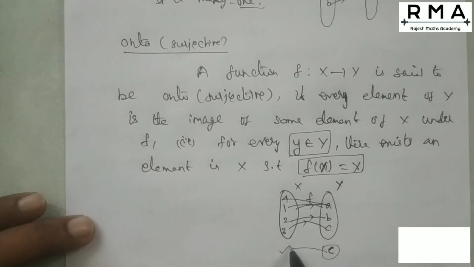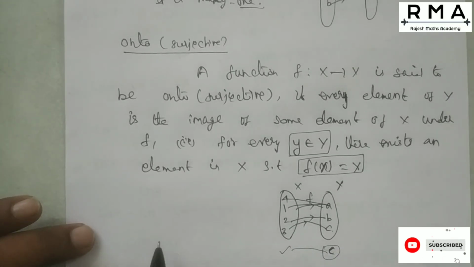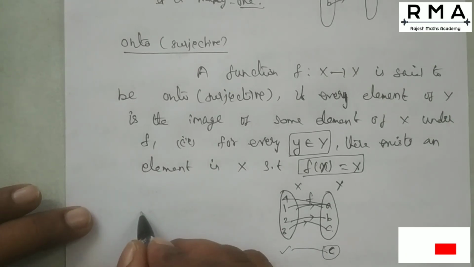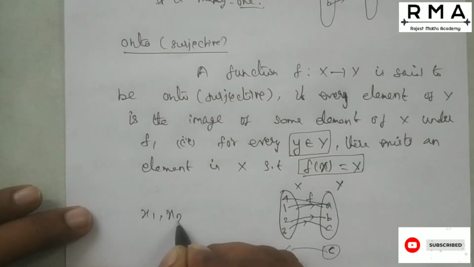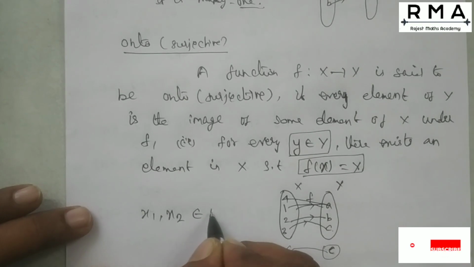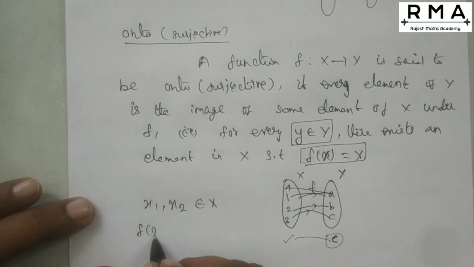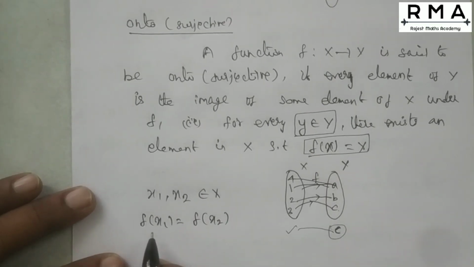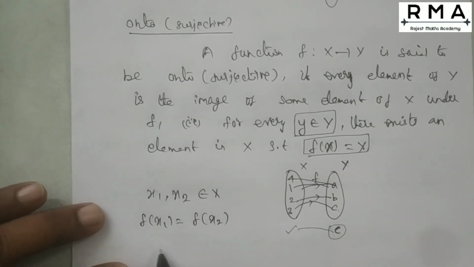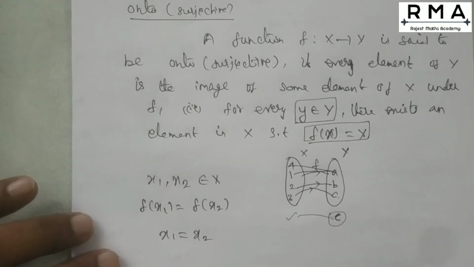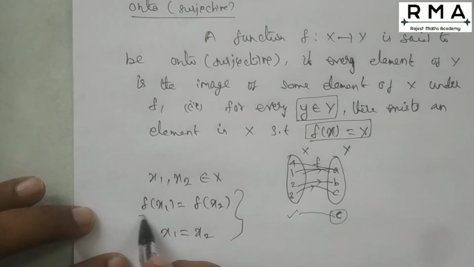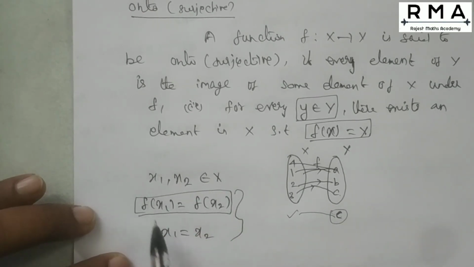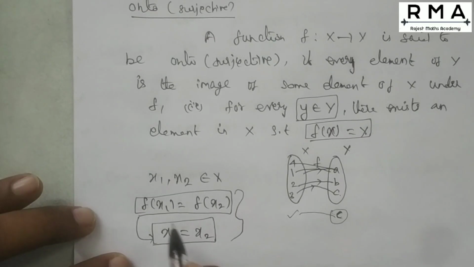I need to show that here. Similarly, if I want to prove one-one, I need to take x1 and x2 in the set X. I need to find the value of f of x1 and f of x2. If these two values are equal, then this should imply x1 equal to x2. Symbolically, I need to take f of x1 equal to f of x2, and then I need to prove x1 equal to x2 for one-one.